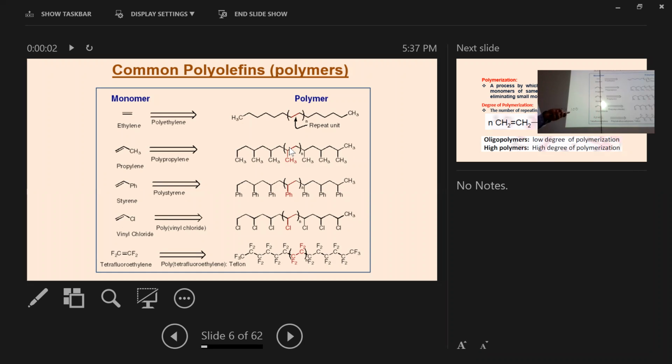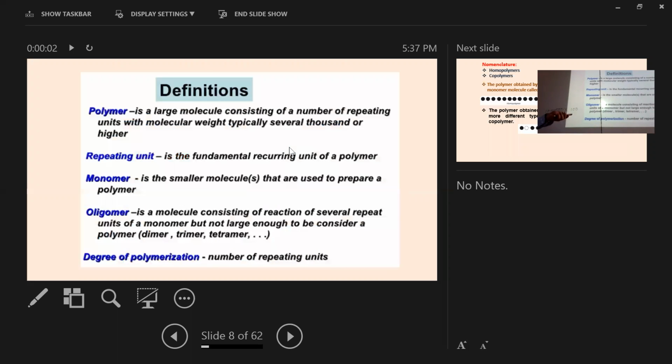So what types of functional group you have in the polymer should come from the monomer. All the monomers should be the same, and the repeating unit in the polymer would be just a combination of the monomers. So what types of functional group you have in the polymer, that is the functionality.